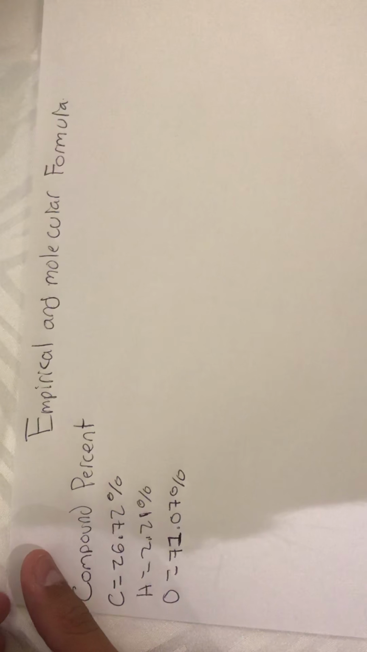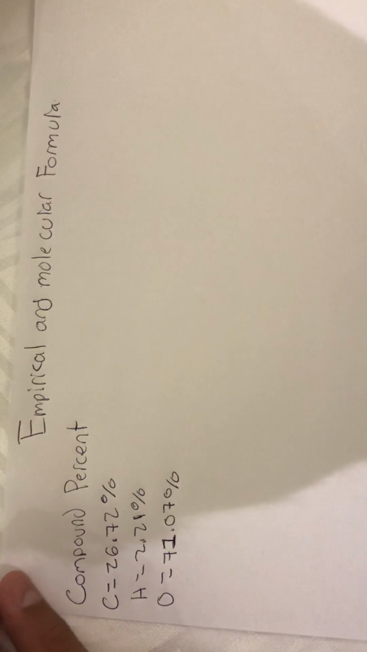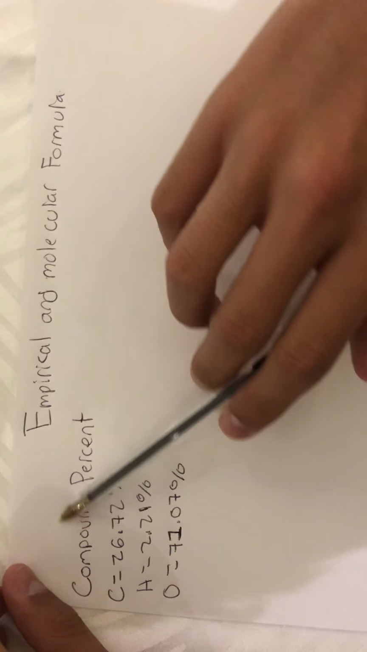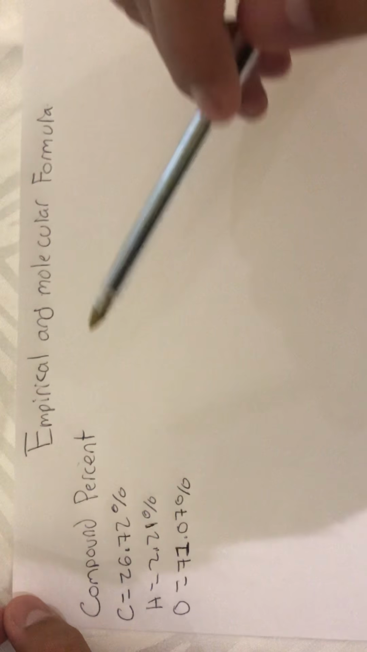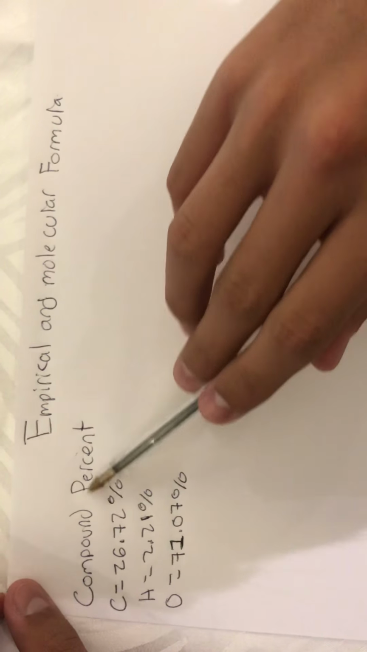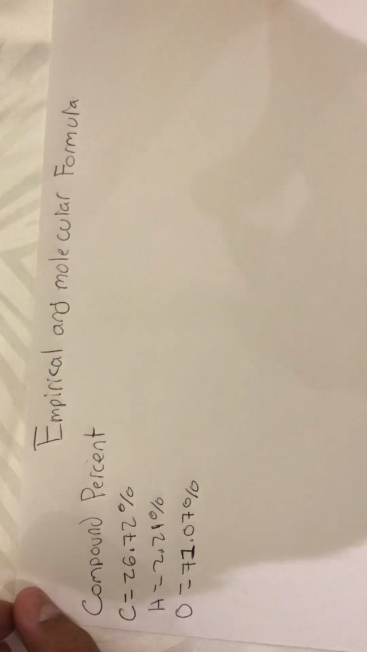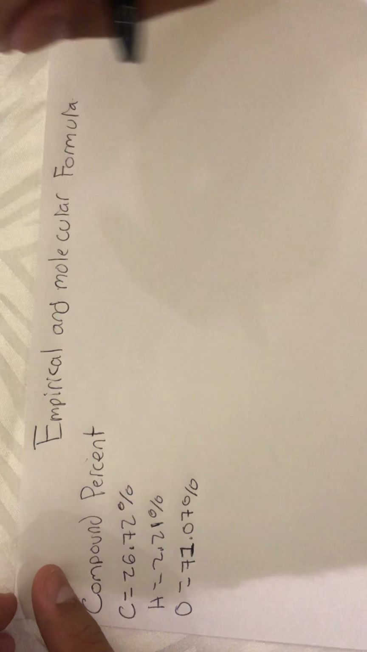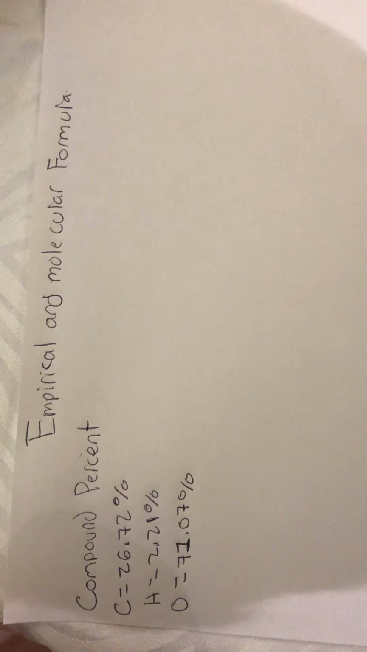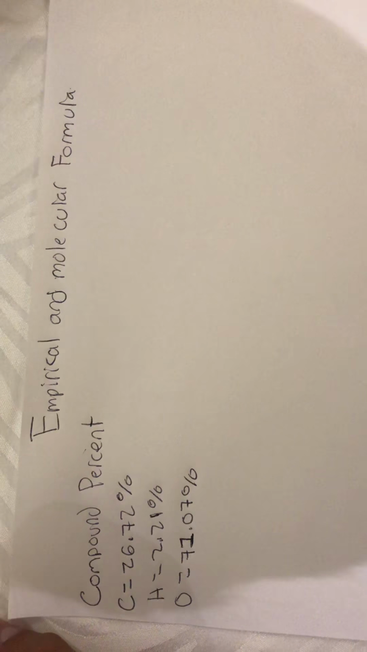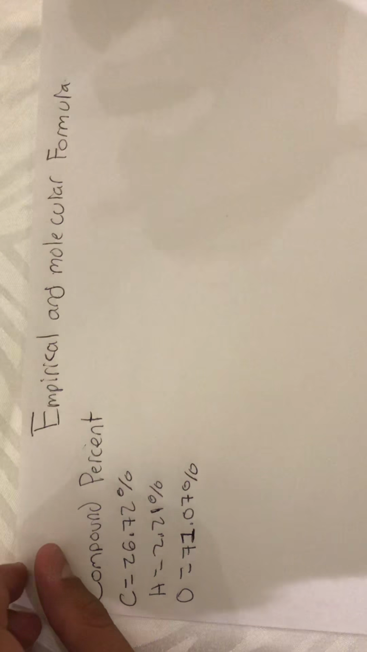Okay, the first thing we have to do is to take out the compound percents, which I already made a video about, so that's why they are already written. If you want to know how to take them out, you can go to the other video. After we have the compound percents, the next thing we have to do is to divide the percentage over the atomic mass of each element.